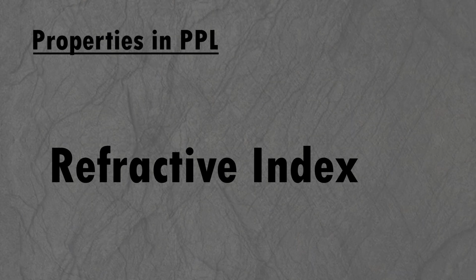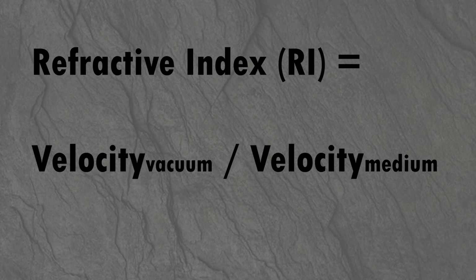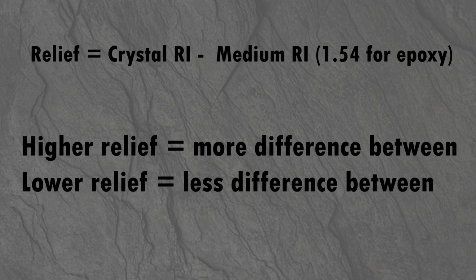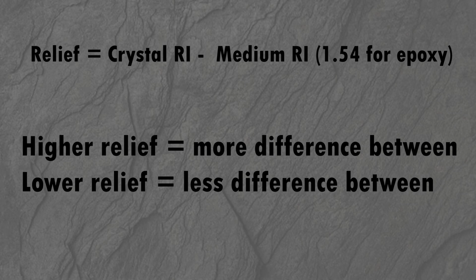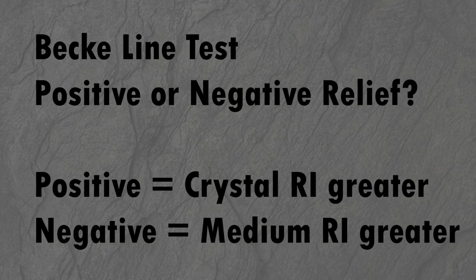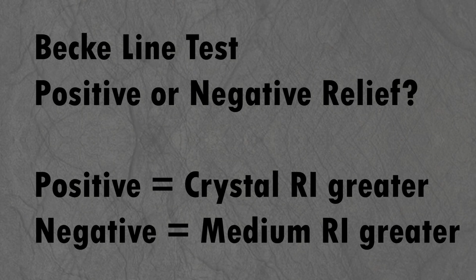Different minerals can also have different refractive indexes, which depend on the velocity of light as it travels through the mineral, as the refractive index equals the velocity of light in a vacuum divided by the velocity of the light in the medium. The relief of the crystal is the difference of the mineral's refractive index in comparison to that of the medium. The relief can be described as low, moderate, or high, with high having the most difference, as you can see here. To determine whether the mineral's refractive index is larger or smaller than the medium's, we can perform the Becke line test.